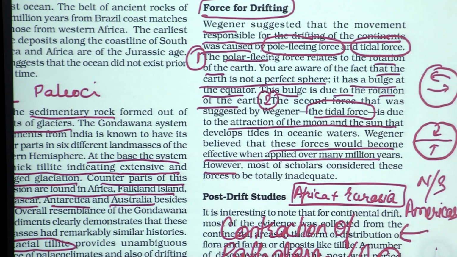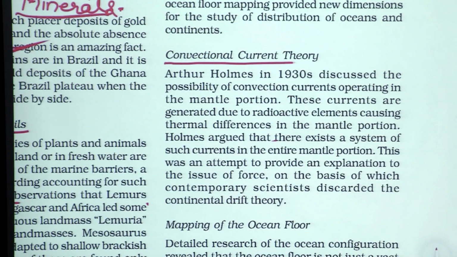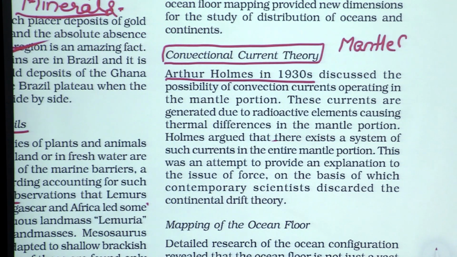Forces of drifting have been applied by Wegener like this. But is it this that facilitates the movement of the continents? Scientifically, it is incorrect. I cannot apply these to be the forces of drifting. So what are the forces of drifting? From NCERT, convectional current theory. Arthur Holmes discussed this. What is convectional current theory? It is also called mantle convection.